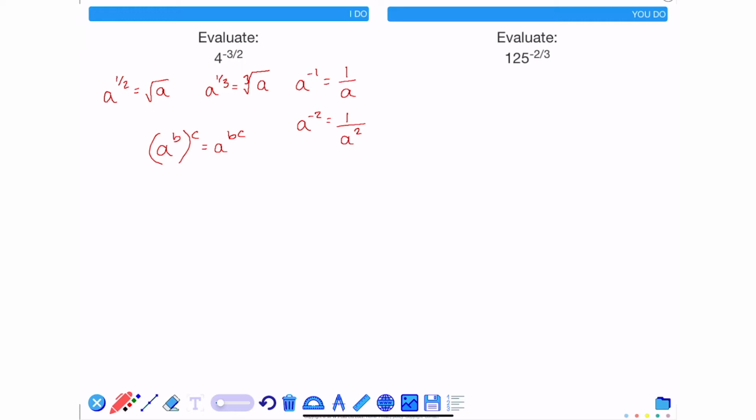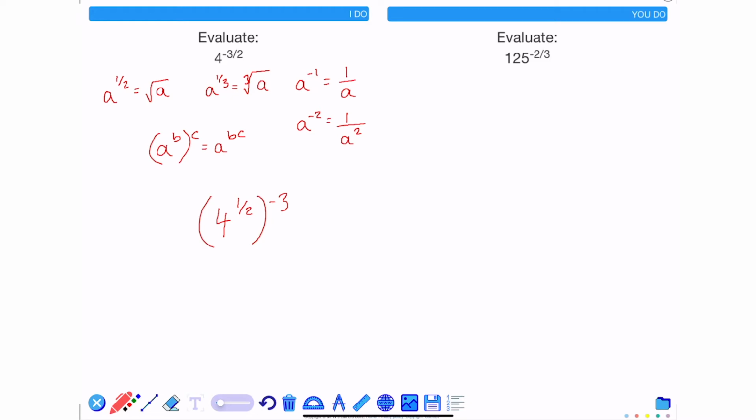Now, the question that I've been given, 4 to the power of -3/2, is basically a combination of a number of these rules. First of all, using the third index law, 4 to the power of a half all to the power -3 is exactly the same, because -3 times a half is -3/2.